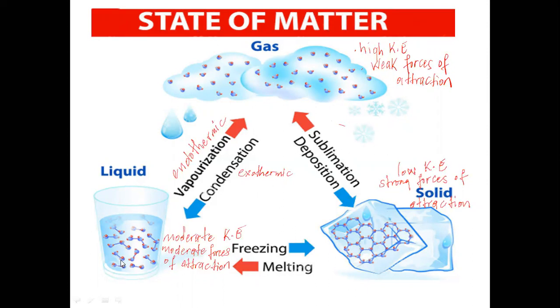Now let's consider how we change from the liquid state to the solid state. If we want to move from the liquid to the solid, as we can see, we'd have to decrease the kinetic energy of our liquid, so we'd have to cool it down. And that would be done under the process of freezing. We also need to form more forces of attraction because solids have more forces of attraction than liquids. And that would be achieved by removing heat. So freezing is essentially an exothermic process as heat is being removed.